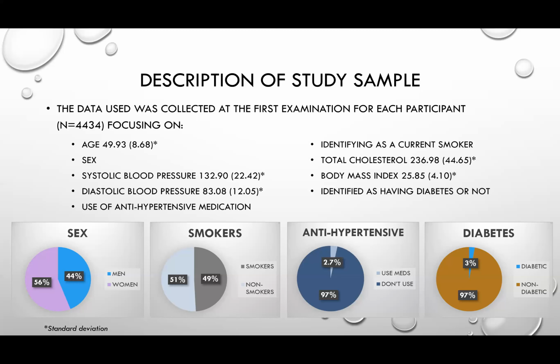Total cholesterol was 236.98 was the mean, with the standard deviation of 44.65. Body mass index 25.85, standard deviation 4.10, and identified as having diabetes or not. Having diabetes was 3%, non-diabetic was 97%.